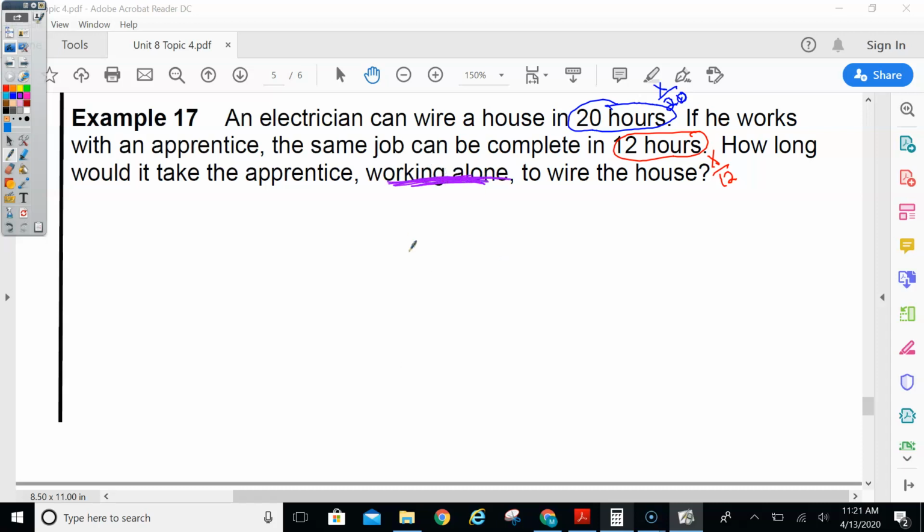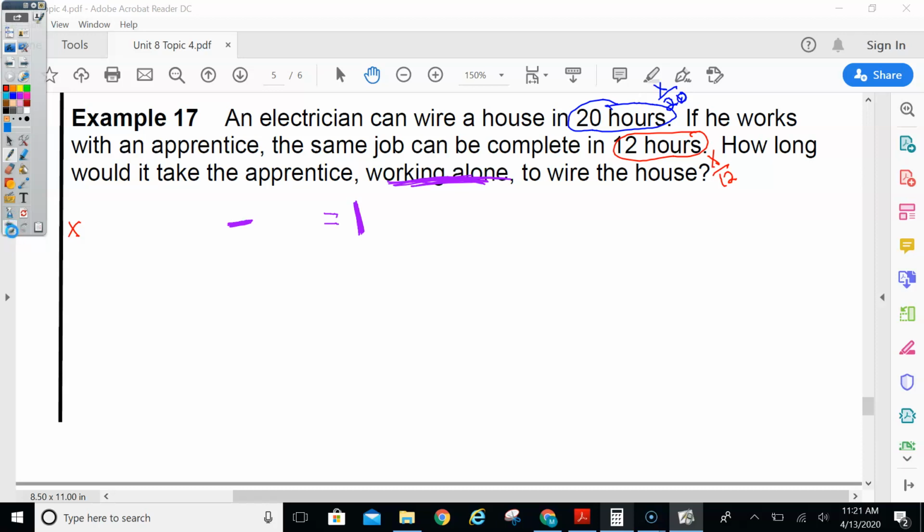So when it wants alone, this is actually a subtraction problem. Because I already have the together ones, I want to subtract the time that it takes the electrician to figure out how long it takes the apprentice by himself. Okay, so this is a subtraction. It's still going to be equal to 1 though, because they still want to know how long does it take them to do the one job. So over here, this is where you have to be careful. The fraction that you want to put first is the together fraction. So put the together first.